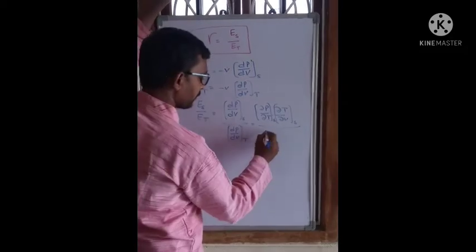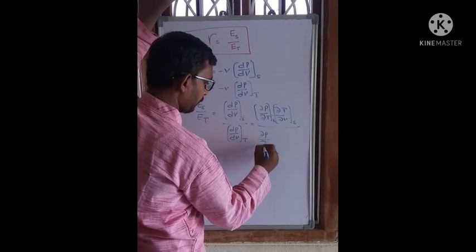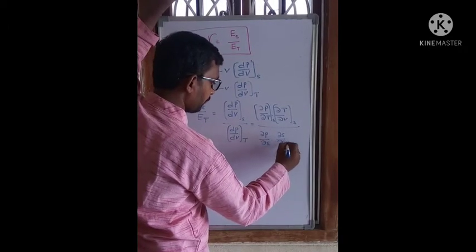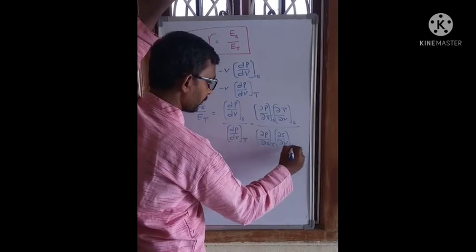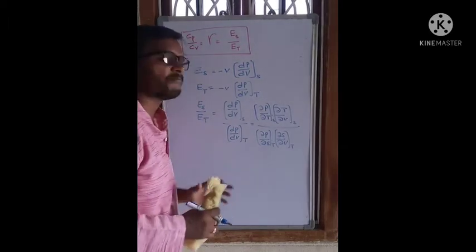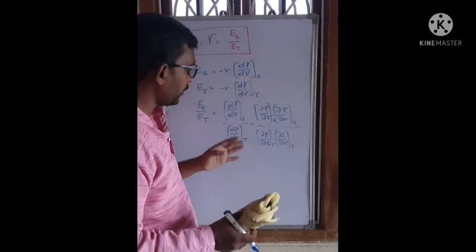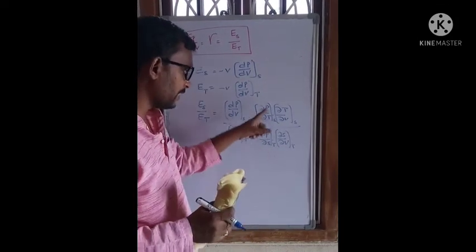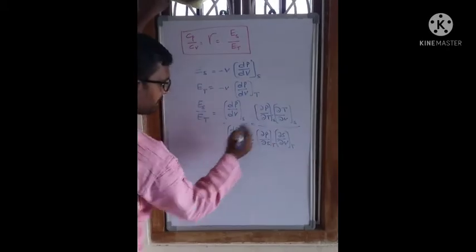So what we get there? Similarly, here we have to write dou T by dou S and dou S by dou V, at constant temperature. Okay. So with the help of the Maxwell thermodynamic equations 1, 2, 3, 4, by using those 4 equations, we have to change these bracket terms.